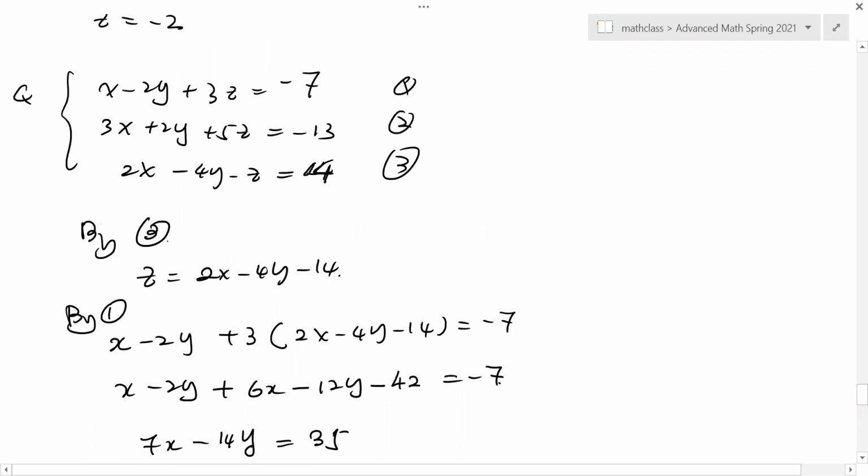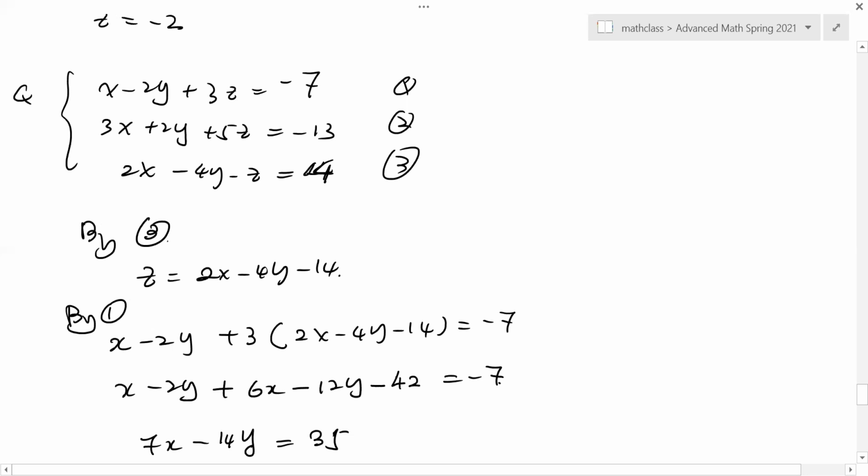Sometimes you begin with some steps, you don't want to back up, and then you end up with a long way to get to the end. Yes, there are some shorter ways. If you add the first two equations together, for example, that's a much shorter way.